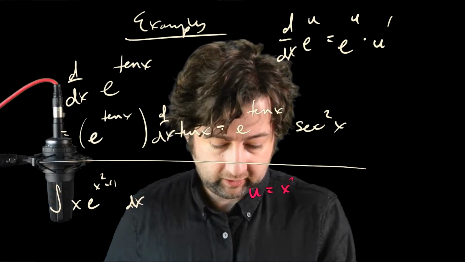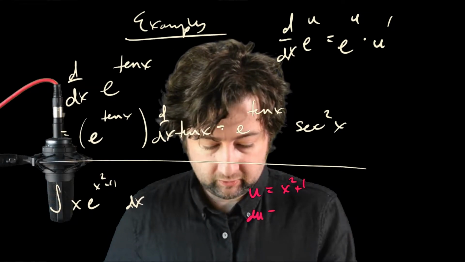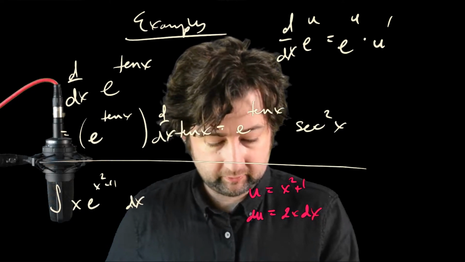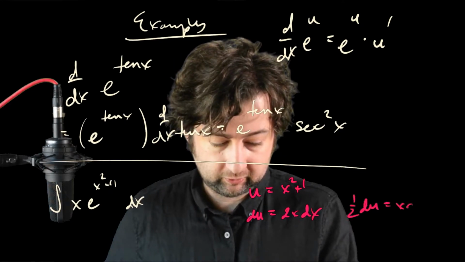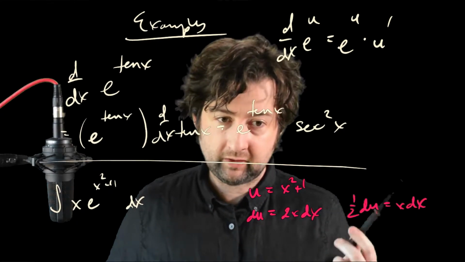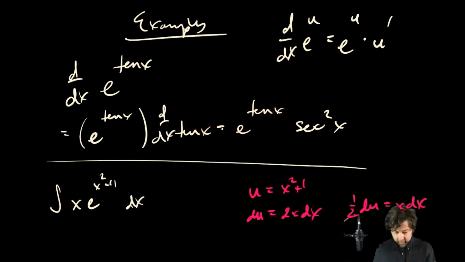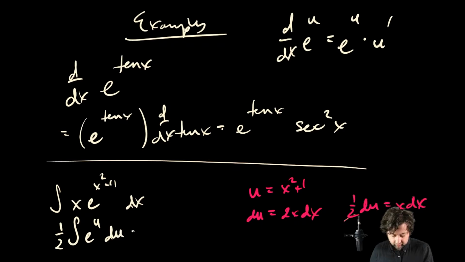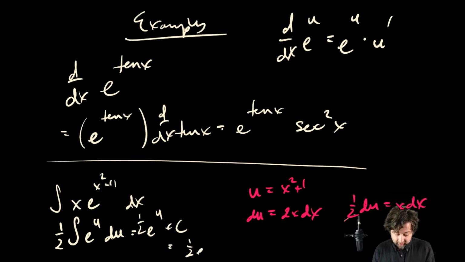So let's let u equal x squared plus 1 so that du is equal to 2x dx, and that's going to mean that 1/2 du is equal to x dx. Then this is going to get plugged into here, and what you're going to get is 1/2 times the integral of e to the u du, which is easy because the integral of e to the u is just e to the u. And then you can substitute back in, and make sure you do that, to get 1/2 e to the x squared plus 1 plus c.